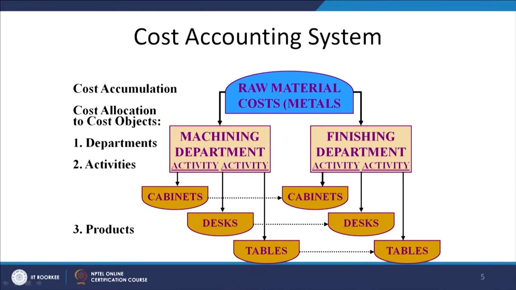Now, the normal cost accounting system is something like this. We deal with the system like this. Cost accumulation, yes, this is the cost accumulation process where you talk about the different types of inputs, material cost, labor cost and then direct overhead costs or maybe other costs. Then the cost allocation to the cost objects. Cost objects means different products, right.